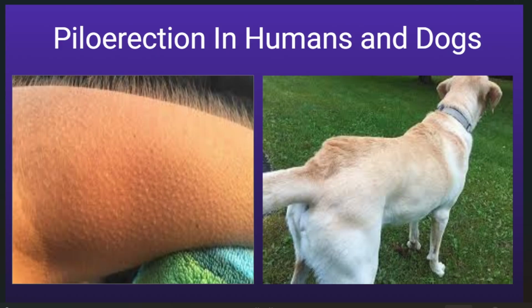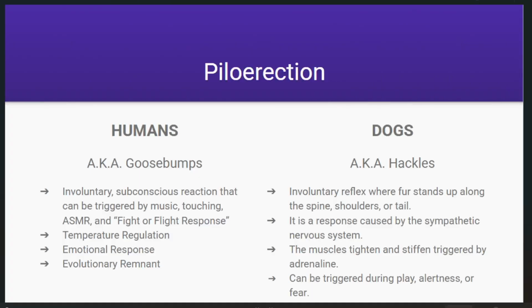All right, now this is what it looks like in humans, and this is what it looks like in dogs. In humans, it's called goosebumps. Involuntary, subconscious reaction that can be triggered by music, touching, ASMR, and the fight or flight response. It's also temperature regulation, emotional response, evolutionary remnant. Now in dogs, it's also called hackles. Involuntary reflex, where fur stands up along the spine, shoulders, or tail. It is a response caused by the sympathetic nervous system. The muscles tighten and stiffen, triggered by adrenaline, can be triggered during play, alertness, or fear.